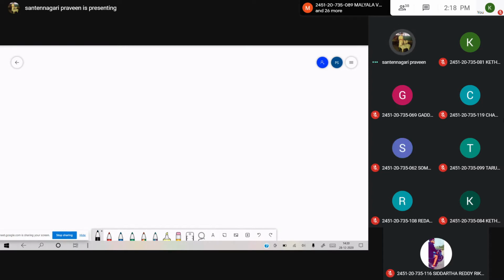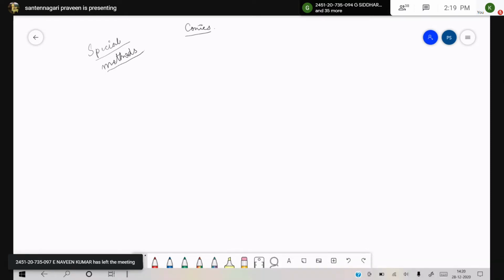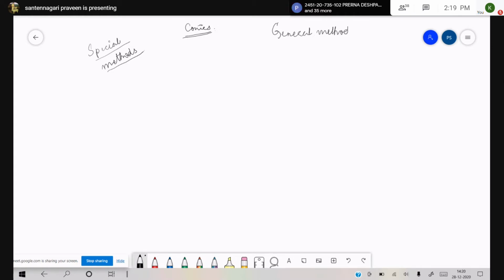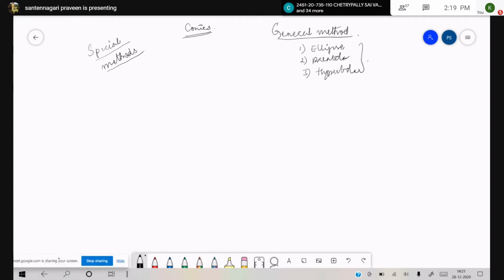So in today's class, we will be dealing with the special cases, or otherwise called special methods of drawing these conics. So far, we have seen the three conic sections in the general method. In this general method, we have drawn our ellipse, parabola, and hyperbola. All these three curves we have drawn in this general method.